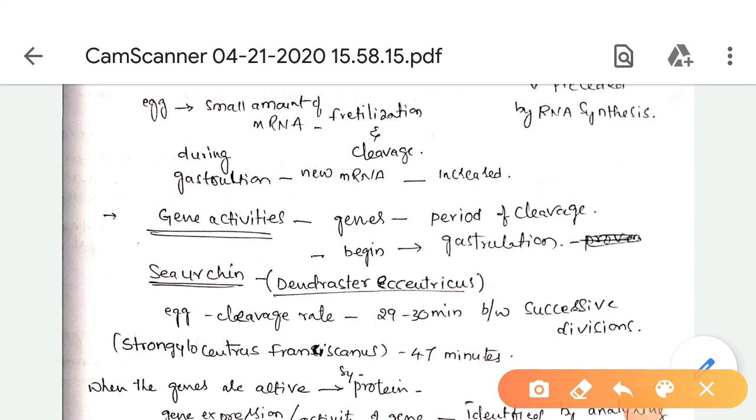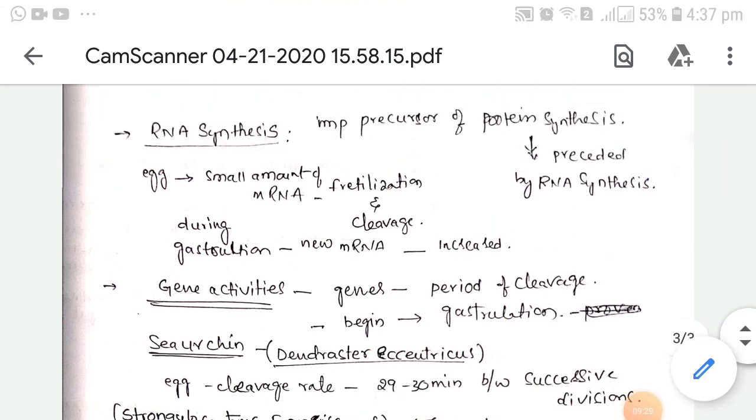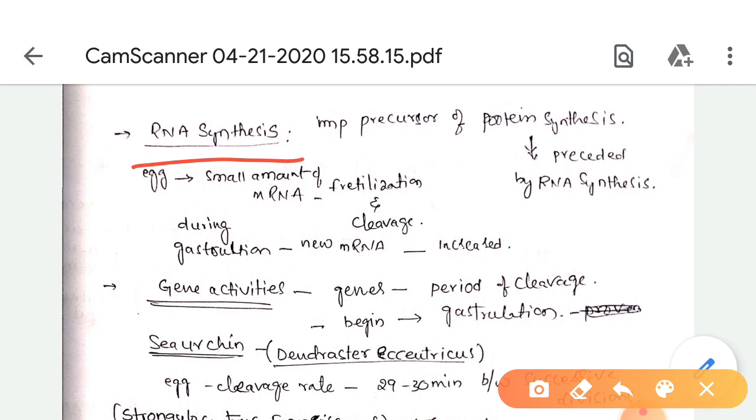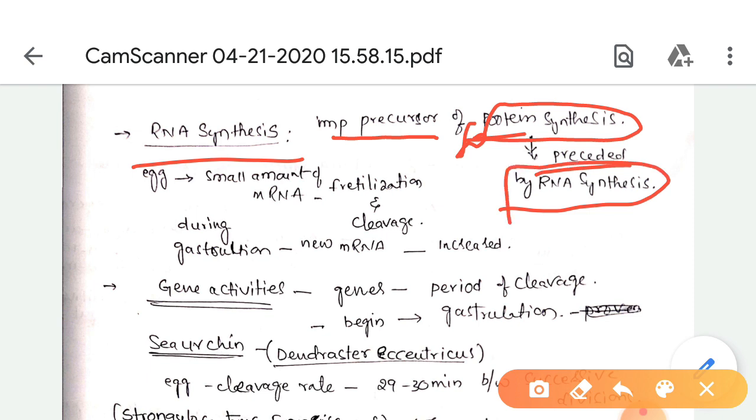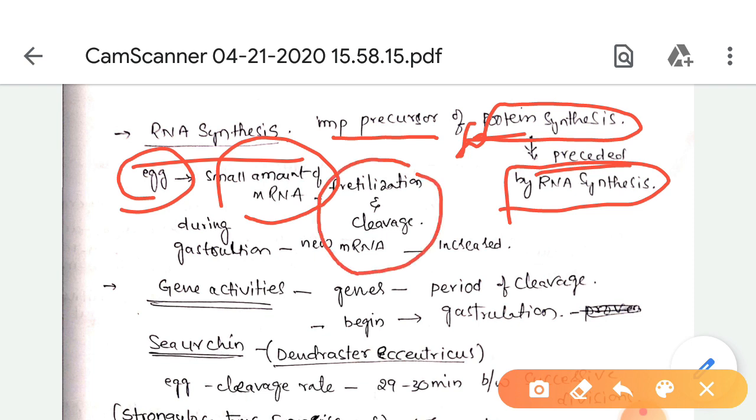Next, RNA synthesis. RNA is one of the important precursors of protein synthesis. Protein synthesis is preceded by RNA synthesis. Here the egg is already synthesizing a small amount of RNA during the fertilization and cleavage period.